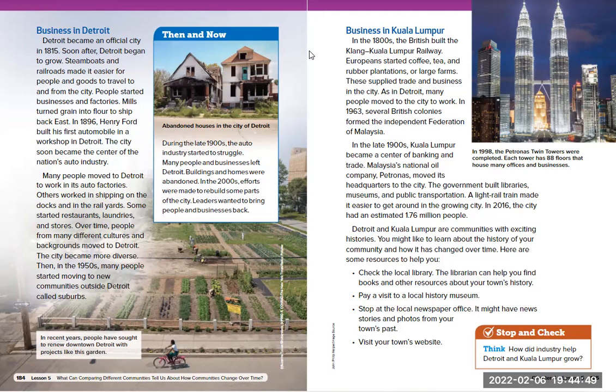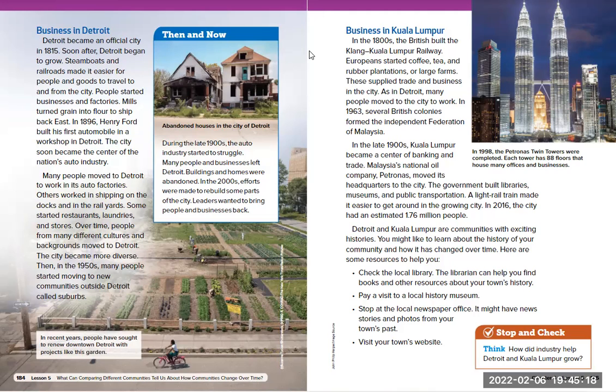Malaysia's national oil company, Petronas, moved its headquarters to the city. The government built libraries, museums, and public transportation. A light rail train made it easier to get around in the growing city. A light rail train is very similar to a bullet train. If you've ever seen the kind that's in Japan, it moves very fast and can travel at high speeds. In 2016, the city had an estimated 1.76 million people.